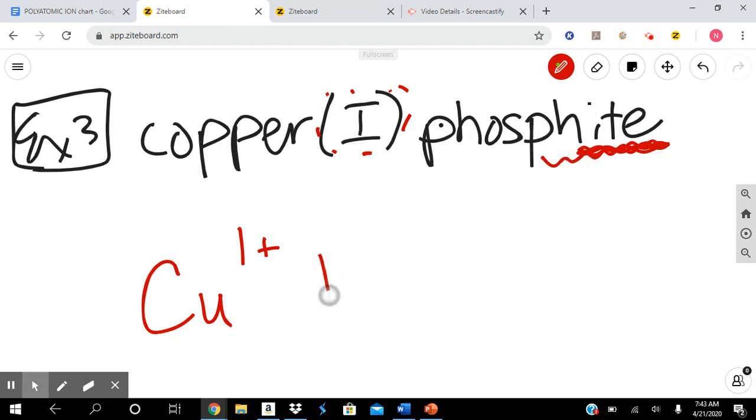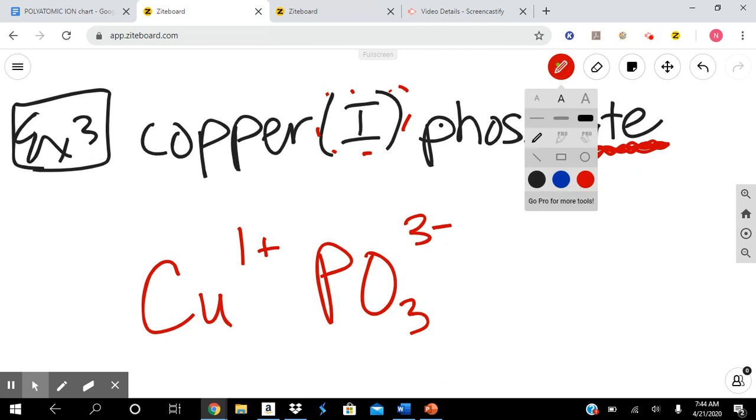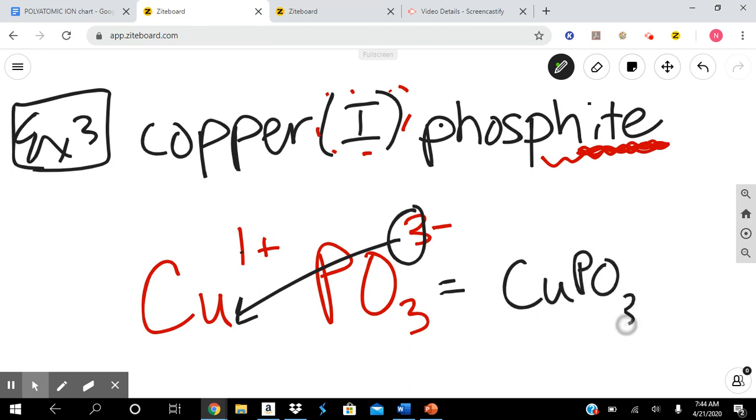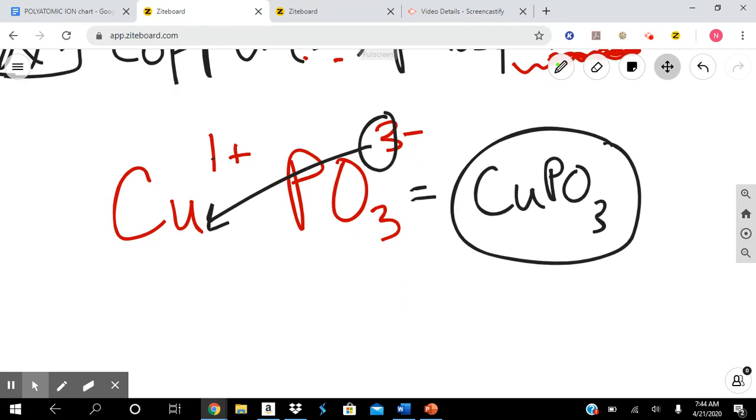PO3, 3 minus. Are my charges the same? No. What am I going to do? Crisscross. So I take this and I drag it down here. Am I going to cross the 1? No. We'll have CuPO3. Bam. All right, I'm going to give you guys 2 to do on your own. You're going to pause the video, and then you're going to come back and check your work. So here are the 2 that you're going to do on your own.